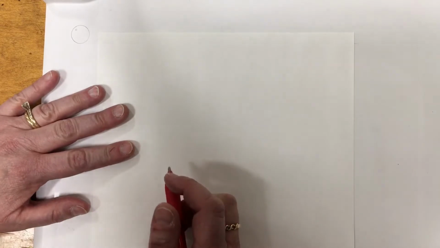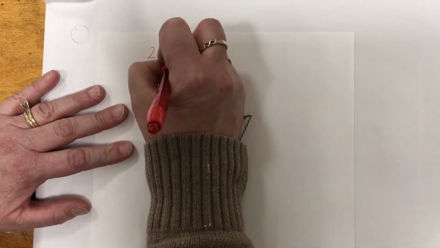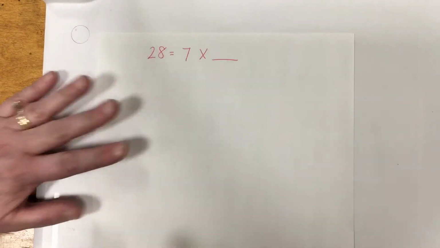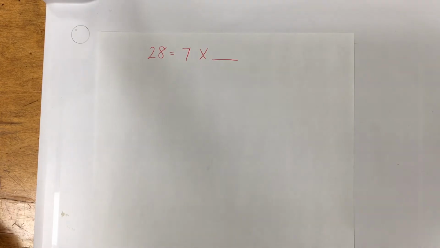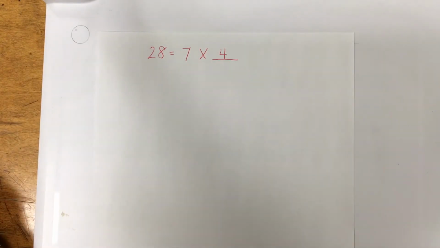Just a little review. If we write 28 equals 7 times what? If I said find the unknown factor, you would say 4. How did you know the unknown factor? Well, most of you know your 4's facts. Some of you might say 28 divided by 7 is 4.